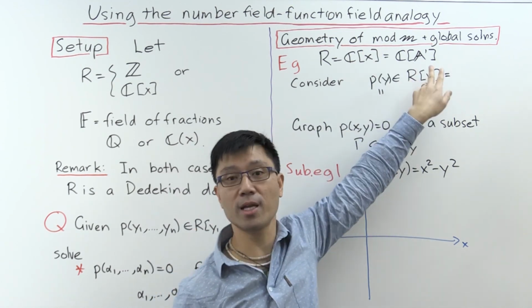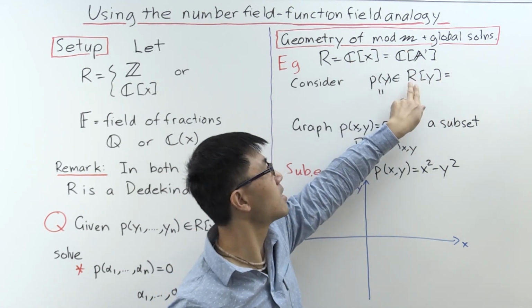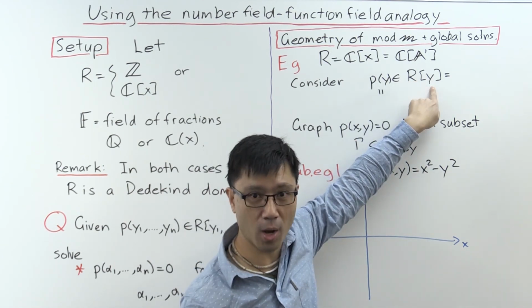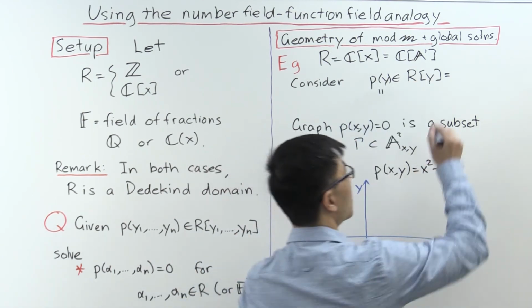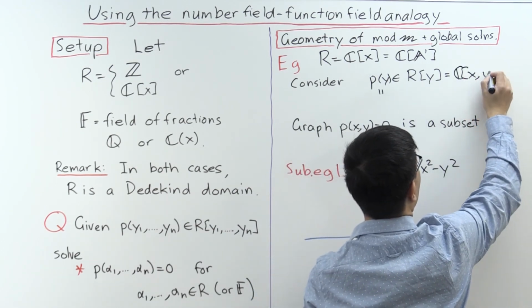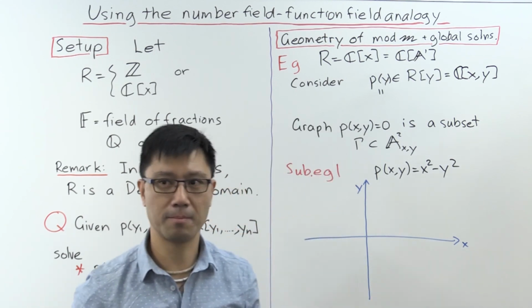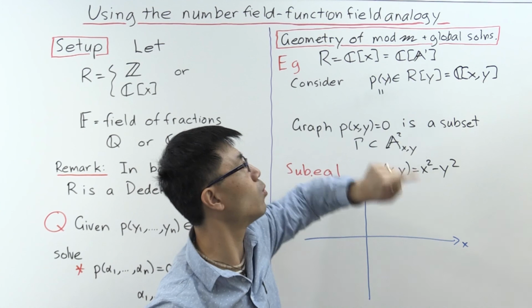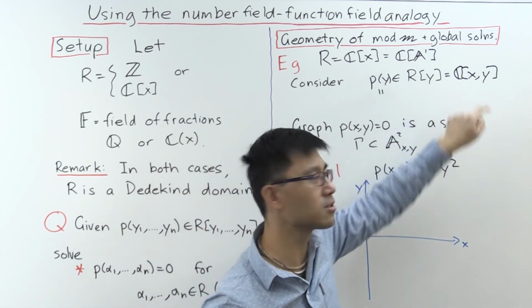So what is this ring here? Well, since you're allowed polynomials in x for the coefficients of y, that means that this is just the polynomial ring in x and y. And so you can think of this polynomial as a polynomial in x and y with complex coefficients.